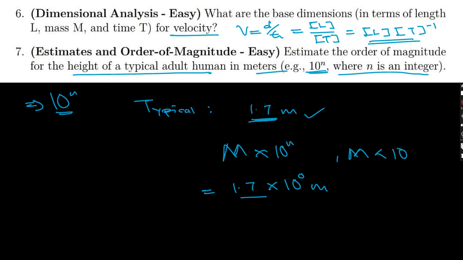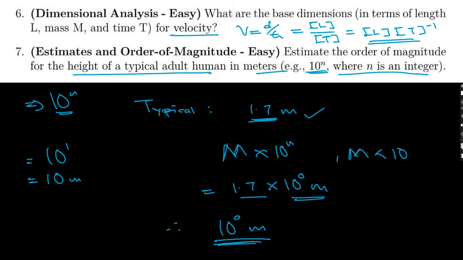Now the order of magnitude is the power of 10. So the order of magnitude for a typical adult will be 10 to the power 0 meters. And this makes sense, guys, because if we had 1 on top here, 10 to the power 1, it would mean someone can be 10 meters high, which is not normal for humans. Humans cannot be that high.